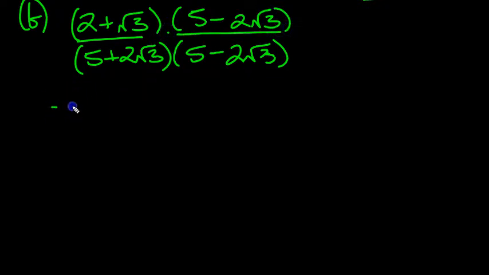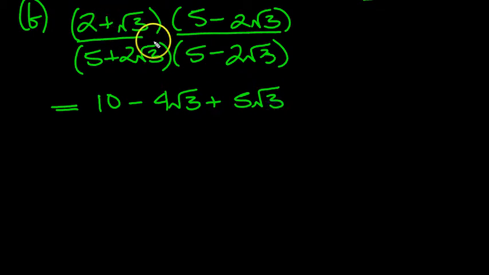And what do we get? That equals, top, first term is 2 5s are 10. Then 2 times minus 2 is minus 4 lots of root 3. Third term, root 3 times 5 is plus 5 root 3. And then the last term, plus times a minus is a minus. 2 times root 3 is 2 times 3, which is 6.